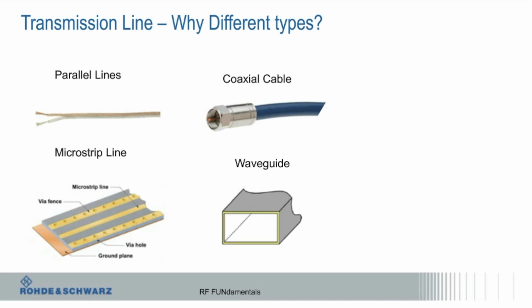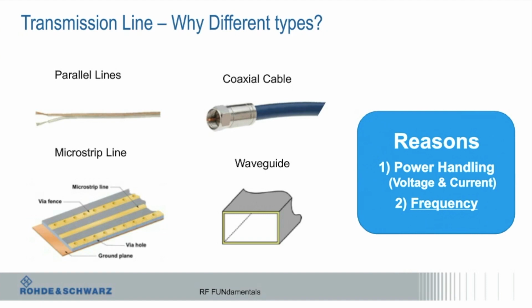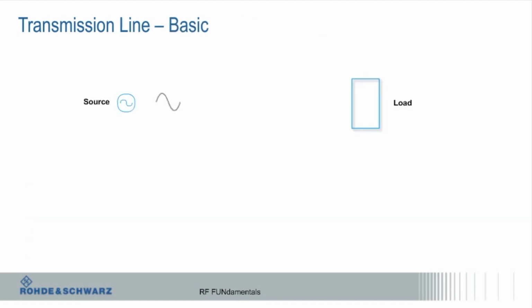Okay, so why do we have different types of transmission lines? Power handling. One of the nice things with waveguides is they're very, very low loss. Close to zero, actually, for a good waveguide. Frequency, what frequency they operate over. So those are some of the key things.